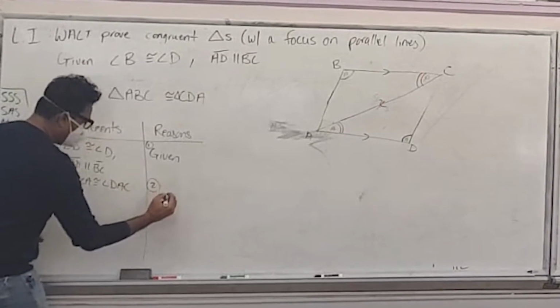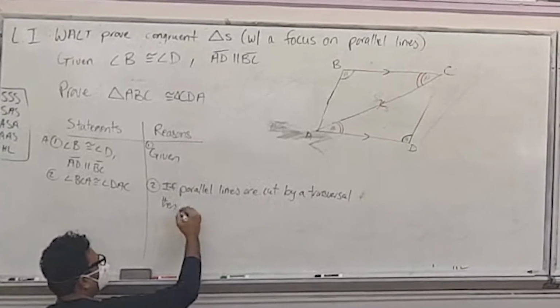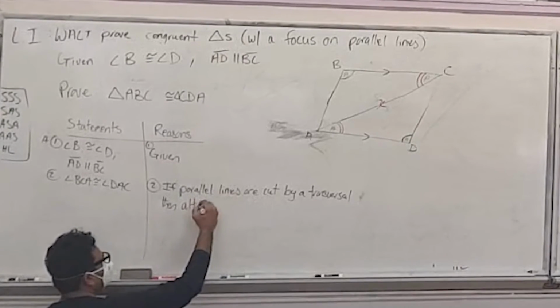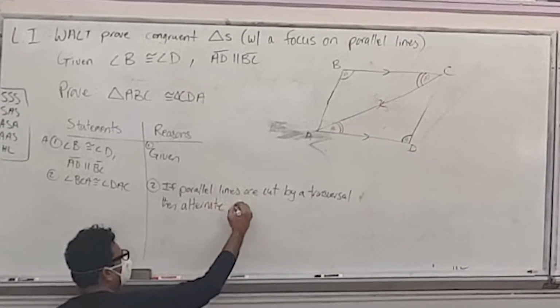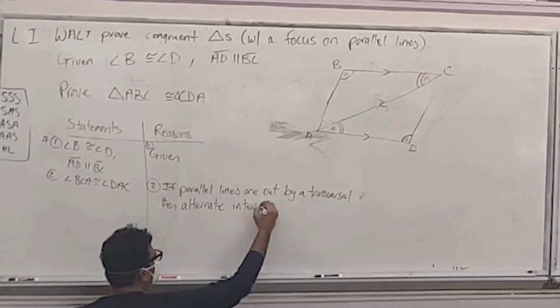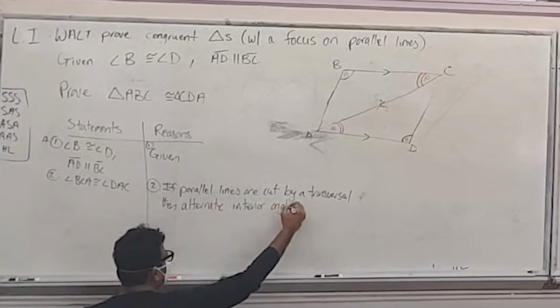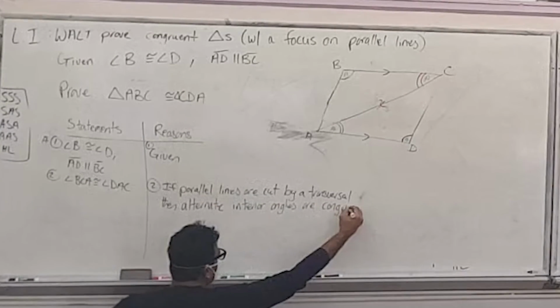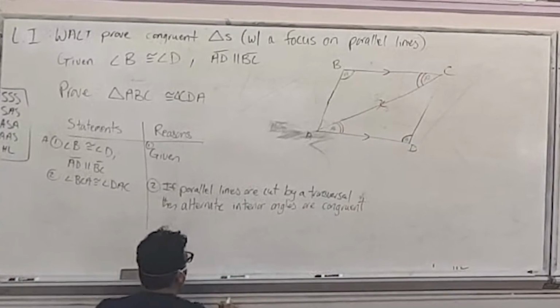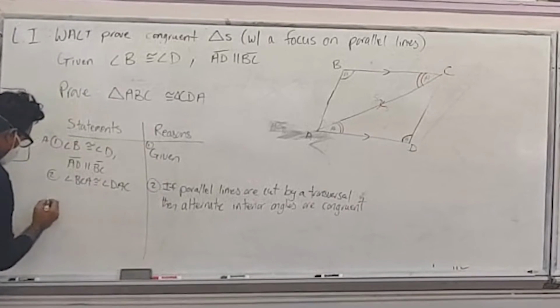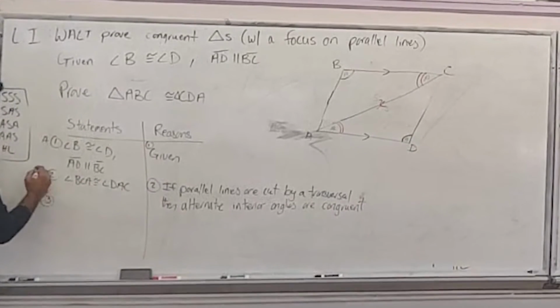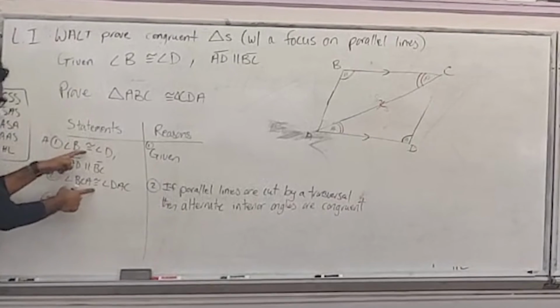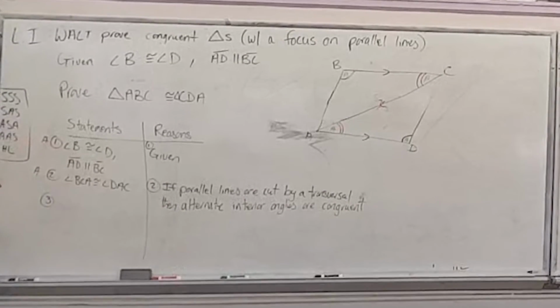Why? Because if parallel lines are cut by a transversal, then alternate interior angles are congruent. So let's see, I just showed another set of angles. Every time you write congruent, figure out what type of congruence it is.